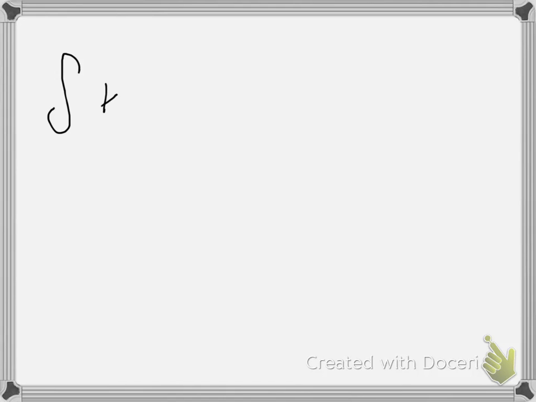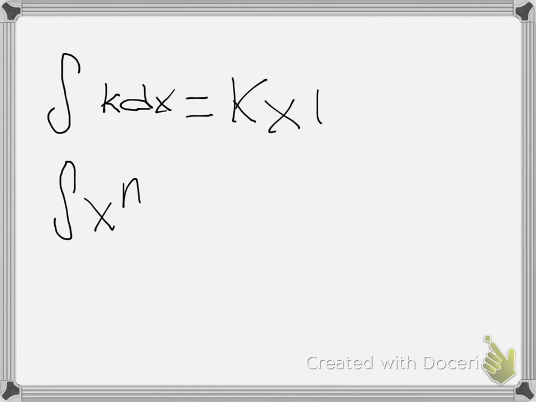of k dx and the integral of x to the nth power. Now these are the antiderivatives, so we're going to do the opposite of a derivative. Instead of taking away a constant, when a number is constant, instead of taking away and making it a 0, we're going to add. So this would be kx plus c.